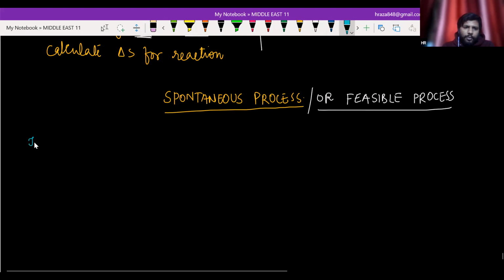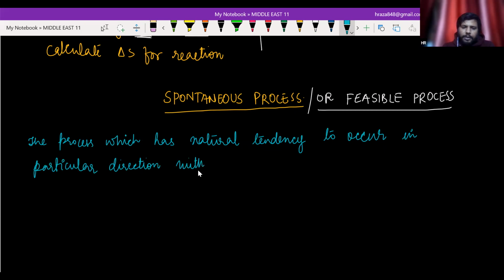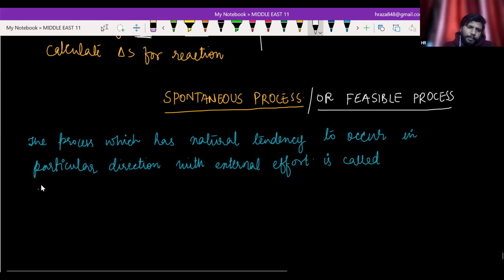So I'm going to write a definition. The process which has natural tendency to occur in a particular direction without external effort is called a spontaneous or feasible process.